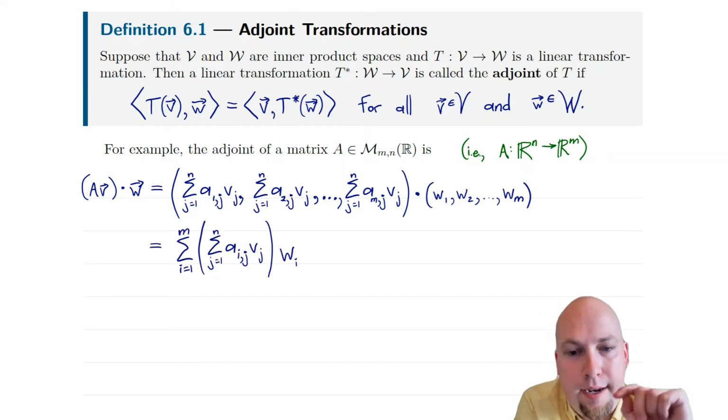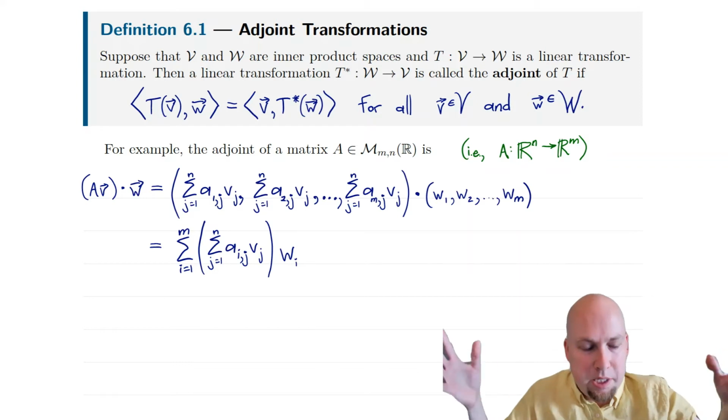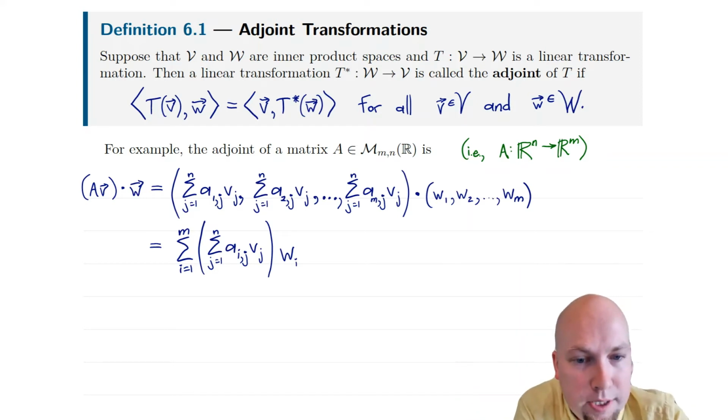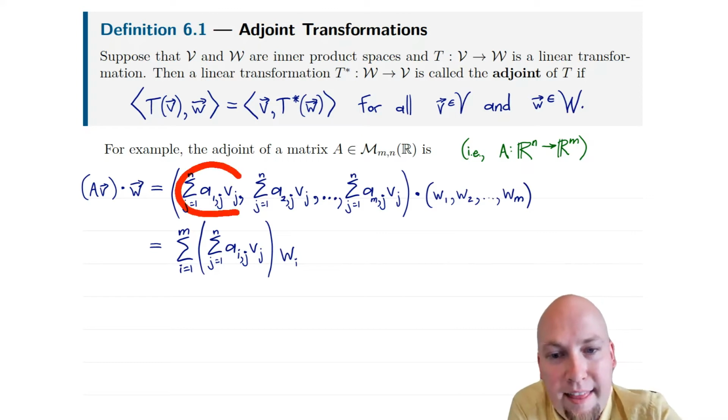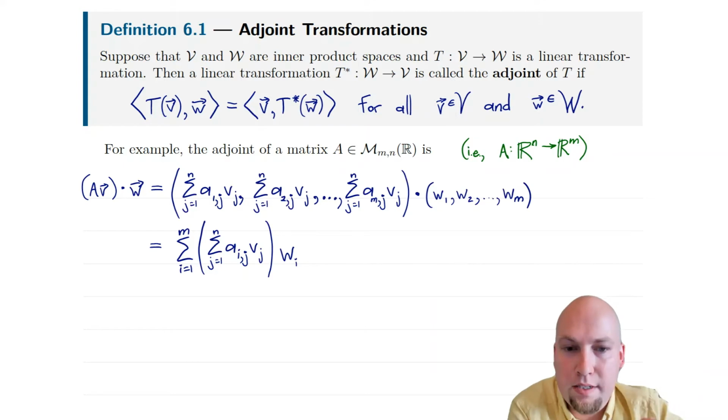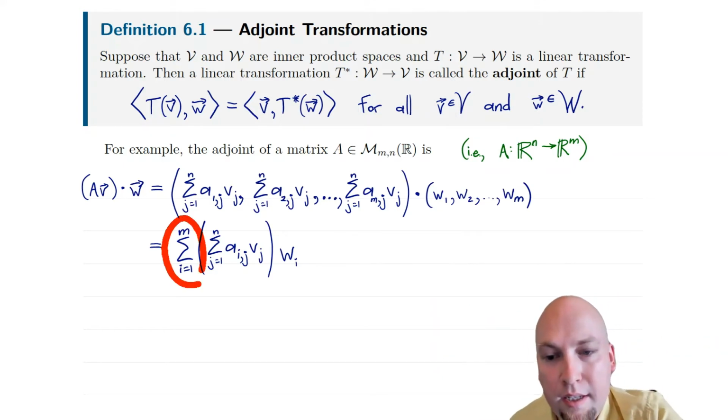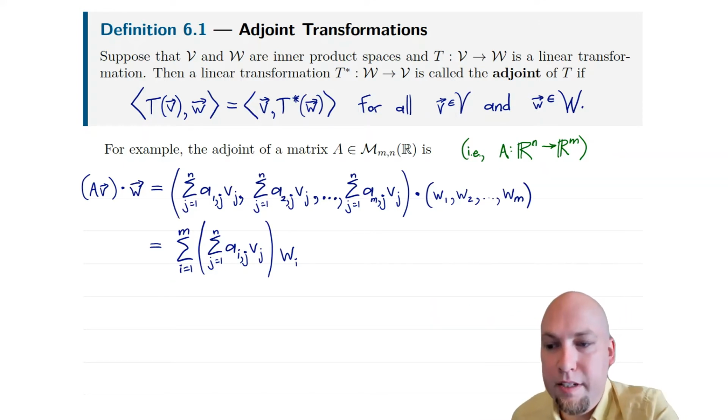Next up, I'm just going to write things out. I'm going to do that dot product. That turns all these single sums into a double sum, because now we've got this sum times W1 plus this sum times W2, and so on. So now we've got another sum going on the outside. That's just from the definition of the dot product.